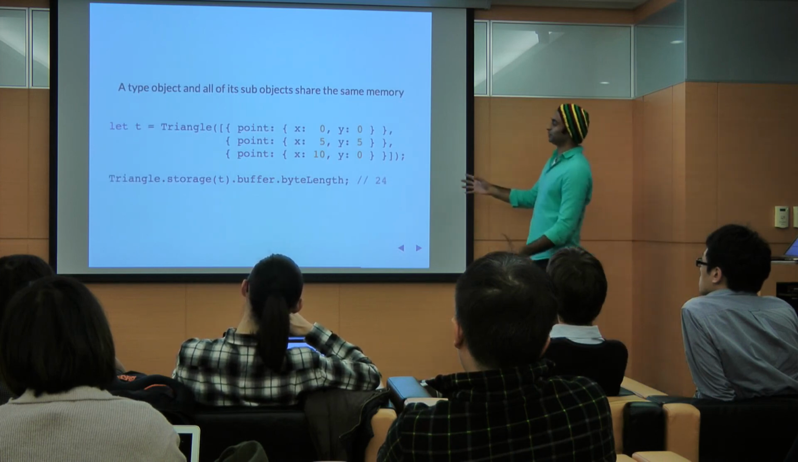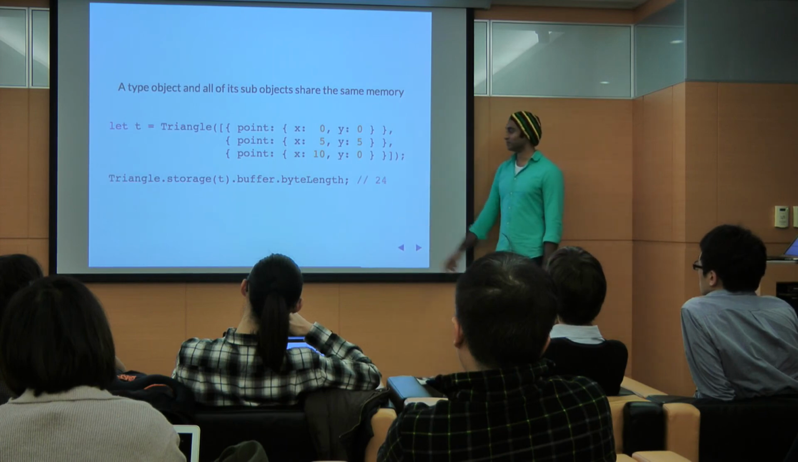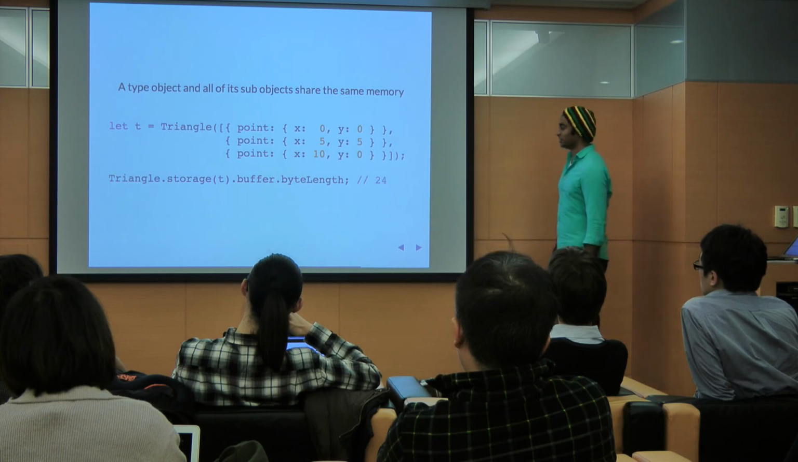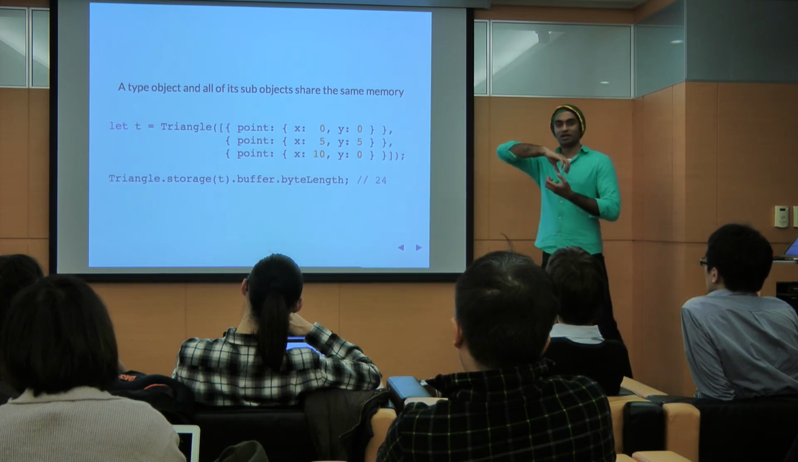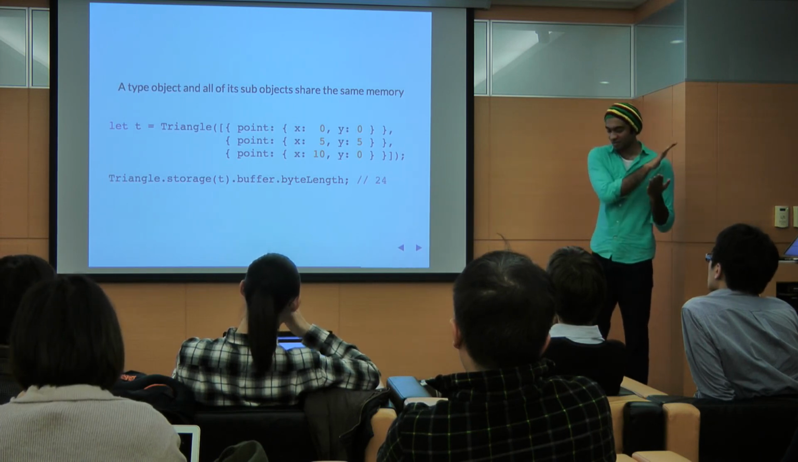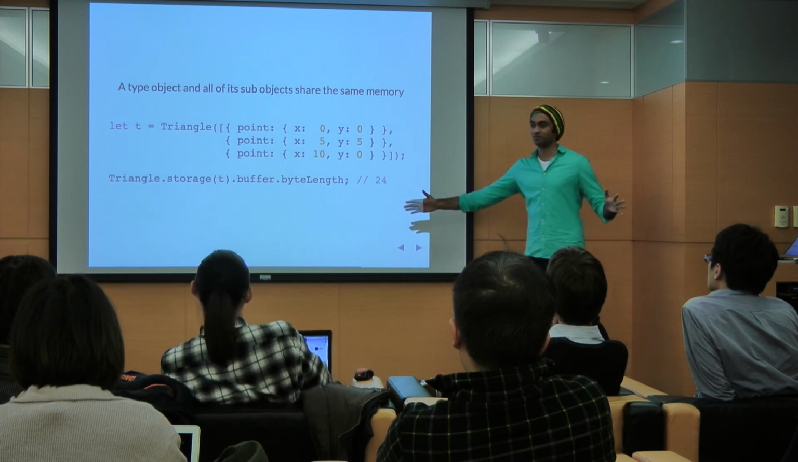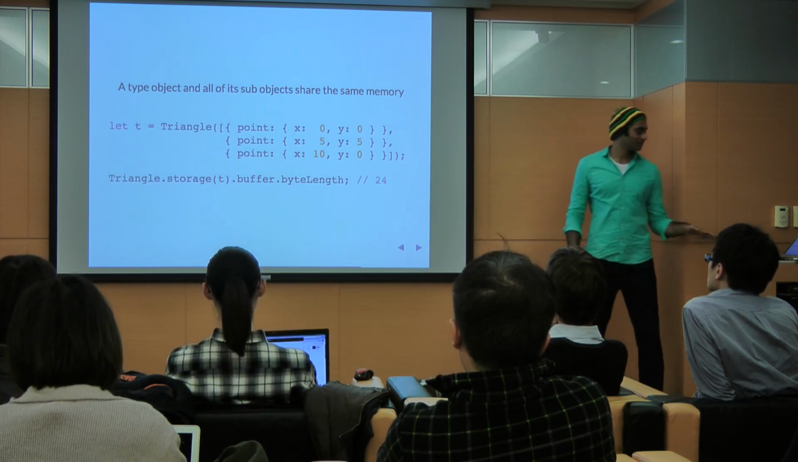And I take my triangle, and I can get the underlying storage of that triangle, and it comes to 24, which is 4 multiplied by 6, because I have 6 values stored. So I hope you can see how this is quite powerful. You can build up a sort of hierarchy of types, and at the back end, it's all just one big list of numbers. But you don't have to see that. You can treat them in the structure that you want.